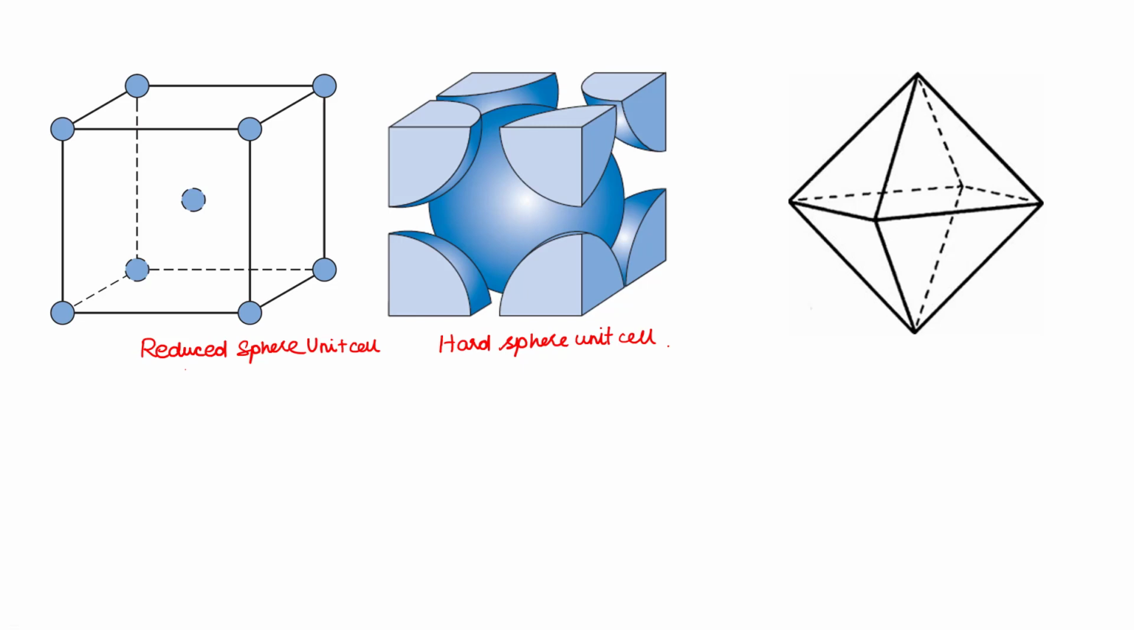As we know, body-centered cubic is the crystal structure having atoms located at all the 8 corners of the unit cell and one atom at the body center. Also, an octahedron is a polyhedron having 8 faces, 12 edges and 6 corners.